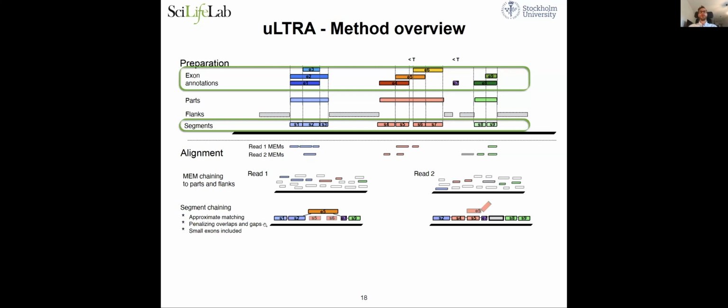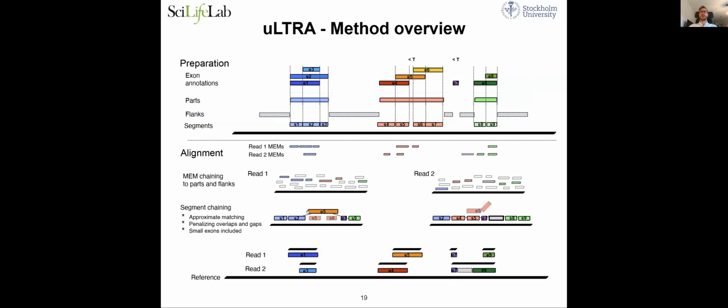And a final remark that I forgot to mention: we also include in this example very short exons that we didn't index. So there's some limit to what we can index as parts and flanks. So we solve this as a dynamic programming formulation, and the solution that we trace back defines the final genomic locations where we align the reads. So this is really the overview of what is being done.